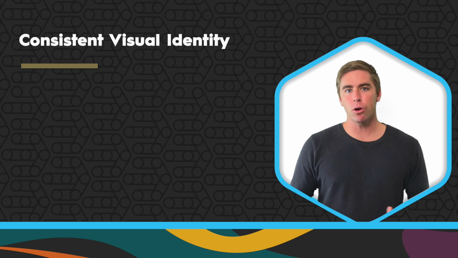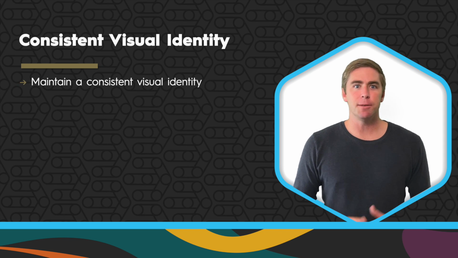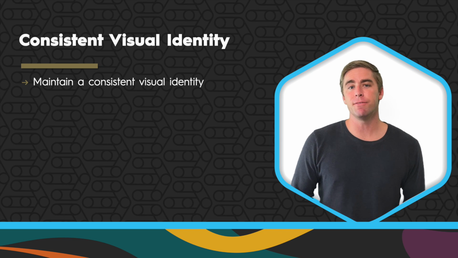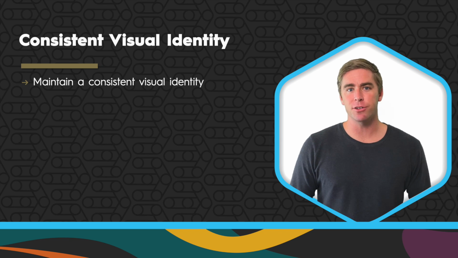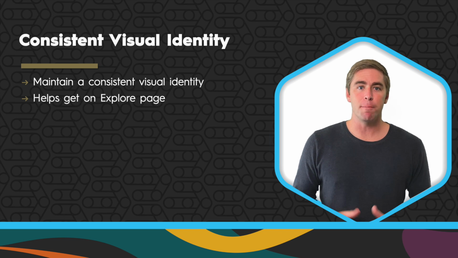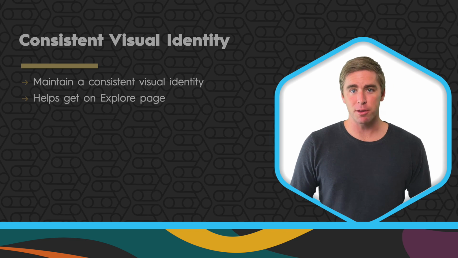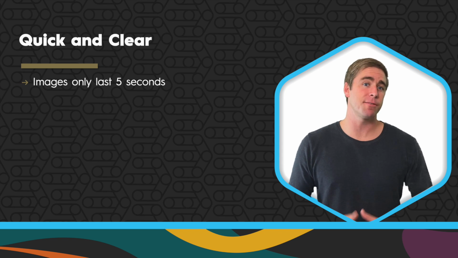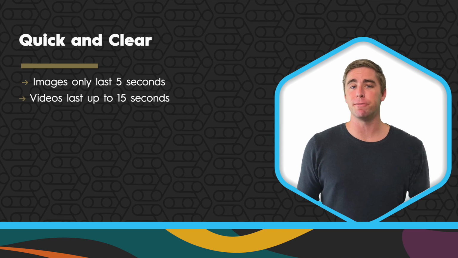While stories are more casual than newsfeed posts, it's important to keep a consistent visual identity. In fact, consistent visuals are one of the determining factors of whether the post will end up on the much coveted Explore page, where it might be seen by the larger Instagram community. High-impact visuals are important in stories as images only last 5 seconds, and videos up to 15.